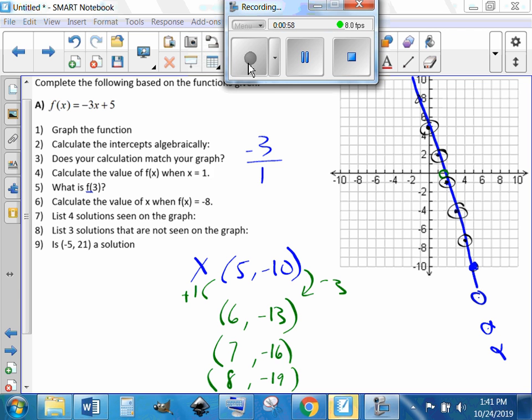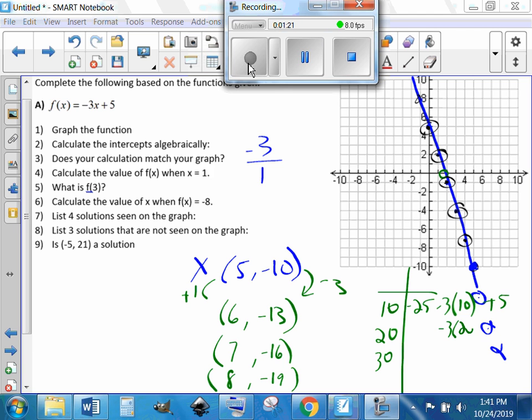Alternately, instead of using that pattern, you could just make an XY chart and say, well, what about when x is 10, or x is 20, or x is 30? You can then plug those x values into your equation and say -30 plus 5 is -25. That solution would definitely be off the graph.